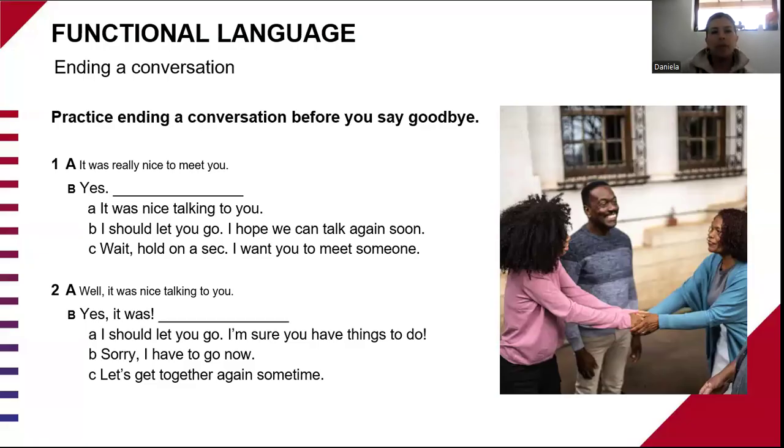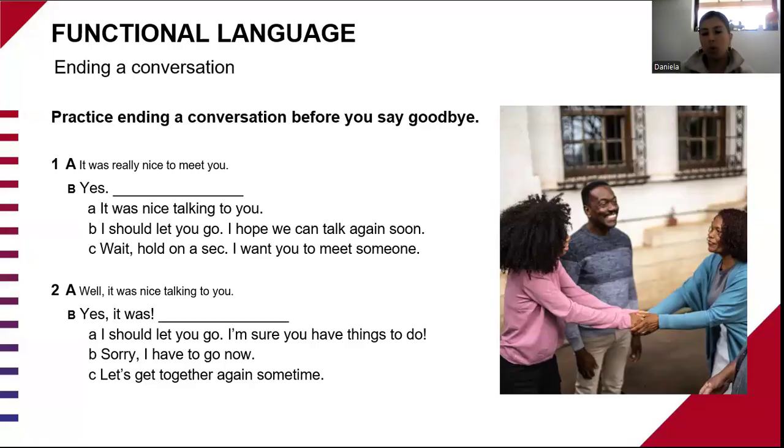When you say hold on a sec, I want you to meet someone, that's when you don't want to end the conversation. That's when you want the other person to continue talking. So okay, hold on, don't stop talking. Let's continue. And then you continue talking with that person. So remember, A and B, those are good ways of ending a conversation. It was nice talking to you is more informal. And I should let you go is, we can say, more formal, more polite to end the conversation.